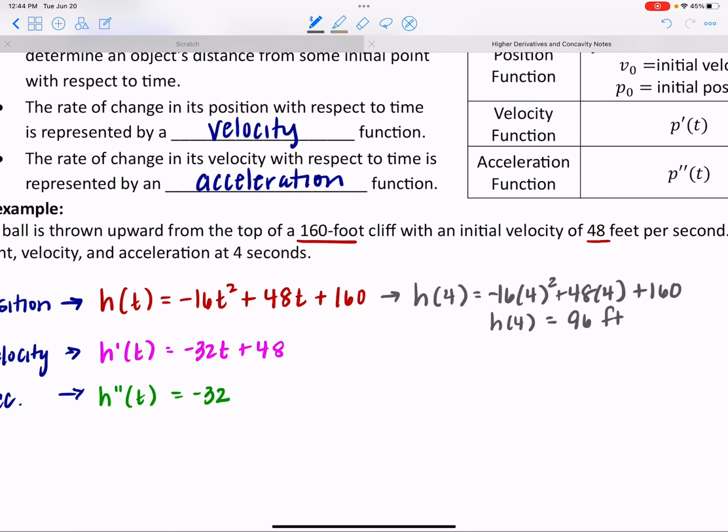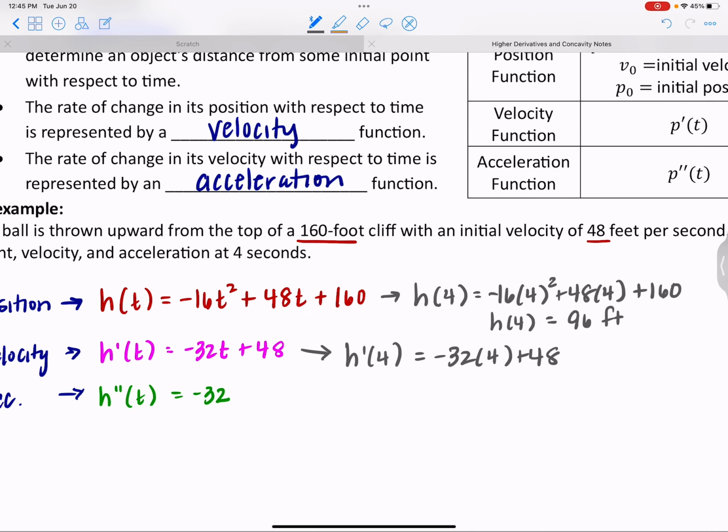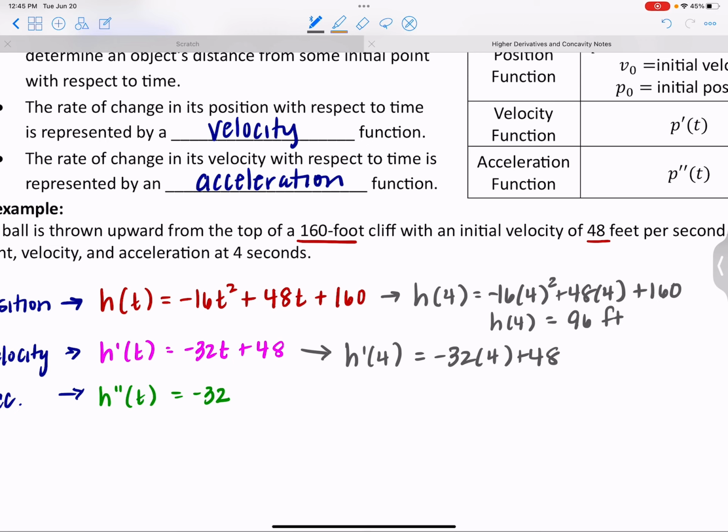All right, so now we're going to find h prime of 4. Let's find the velocity at 4 seconds. So negative 32 times 4 plus 48 is going to be, did I do that right? Negative 80. So h prime of 4 is negative 80, and that's feet per second.